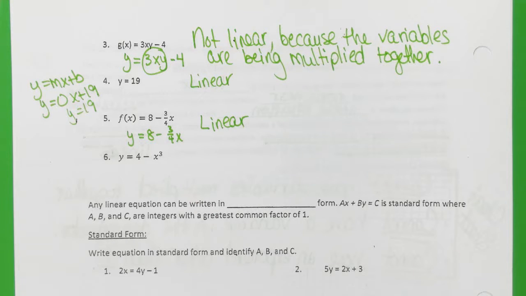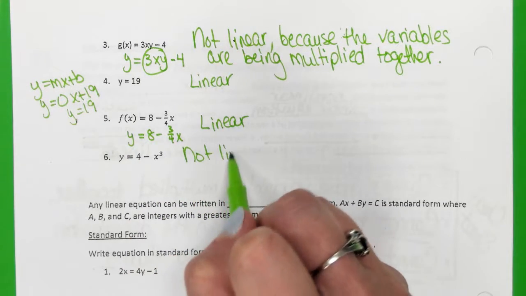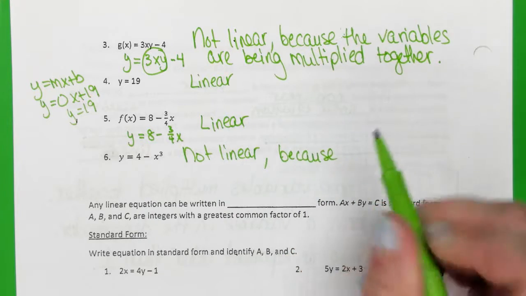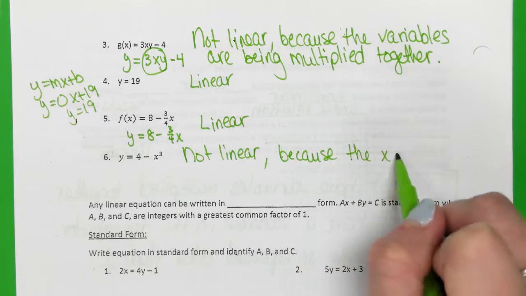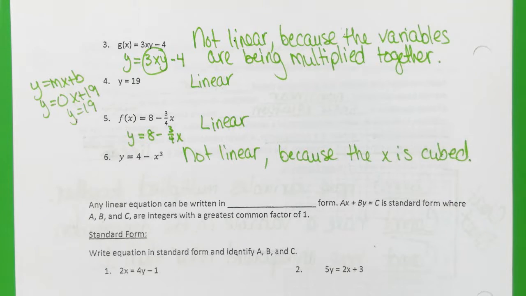All right, what about number 6? Not linear. Why? Give me a reason. Because the variable is cubed. Very good. Because the x is cubed. Is a nice, short, sweet, simple, but still complete sentence version.